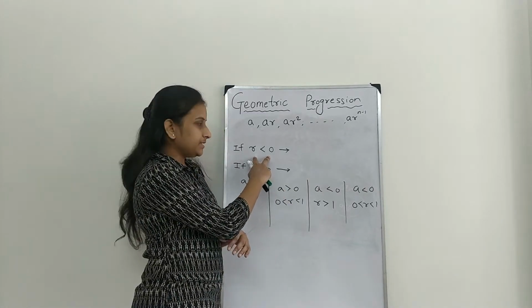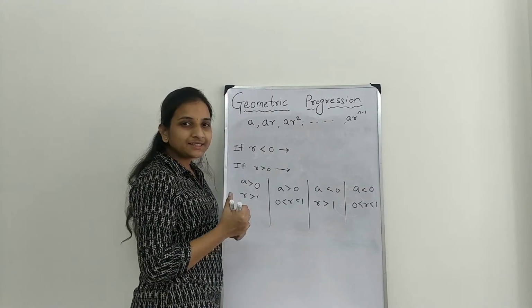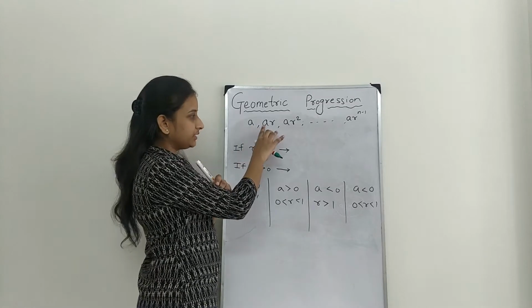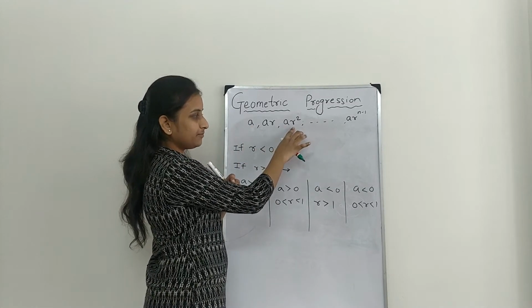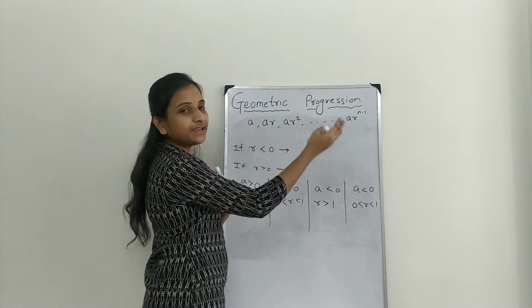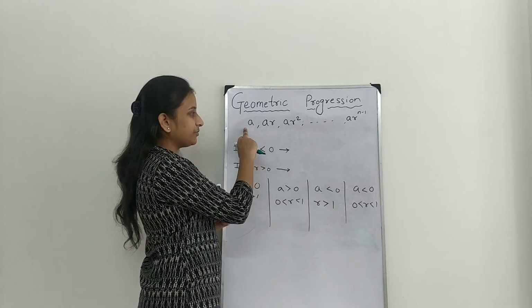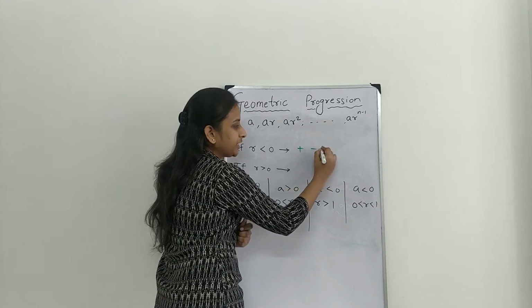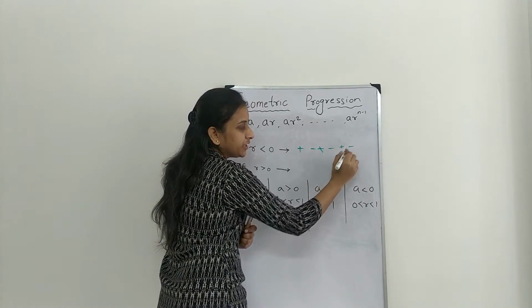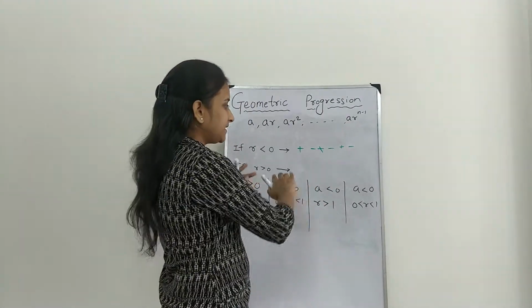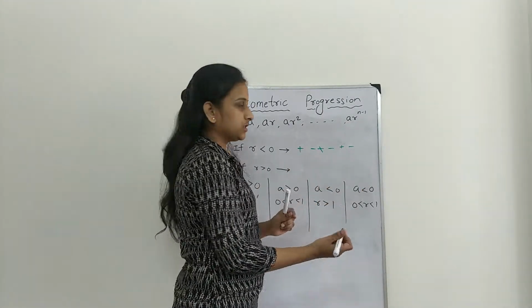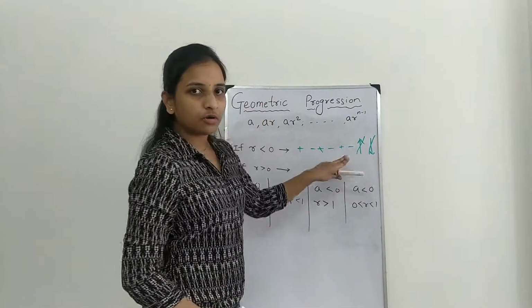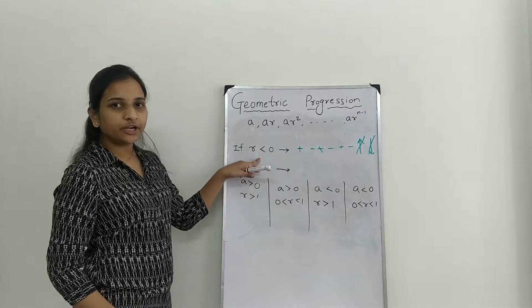Let's say if R is less than 0, that means R is negative. So if the first term is positive, the next term will be negative, then positive. So it's an alternating series. If we start from negative, the next term will be positive. So you will get positive, negative, positive, negative, alternate terms. So this series is neither increasing nor decreasing.